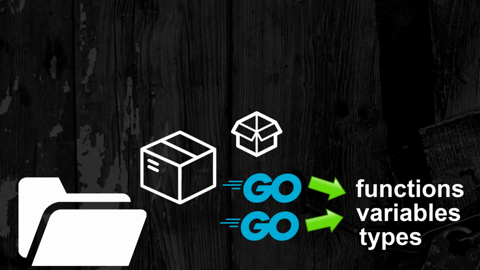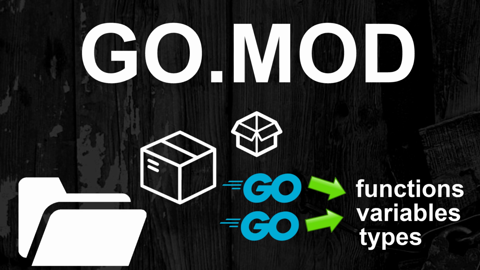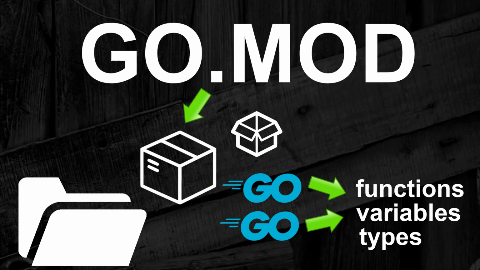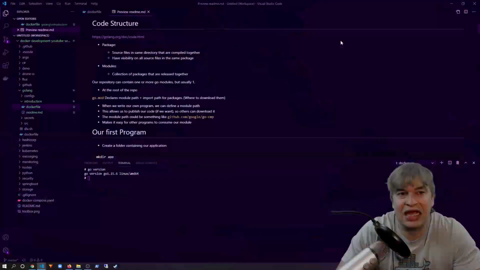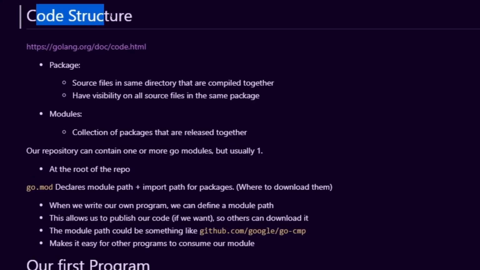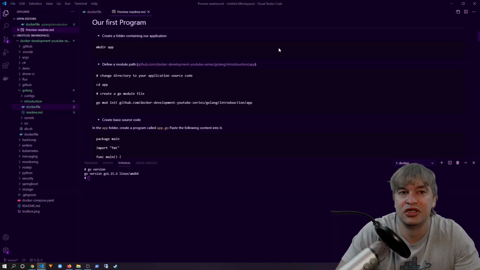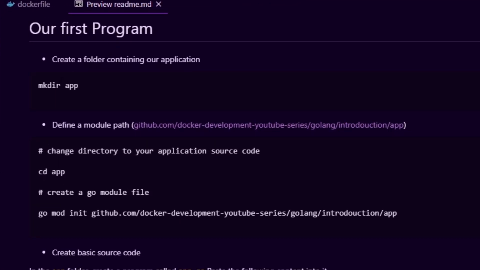In addition to this, we can have a go.mod file which lists our module definition, as well as other modules that our code may depend on. And just another reminder that all of this code structure stuff about packages and modules and repositories are all documented in this README. But to get a better understanding of all of this, let's write our first program. So I have instructions here to write our first program.